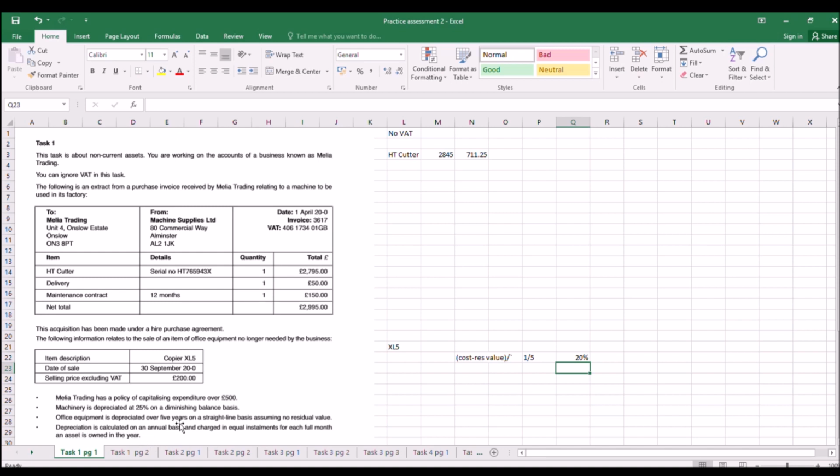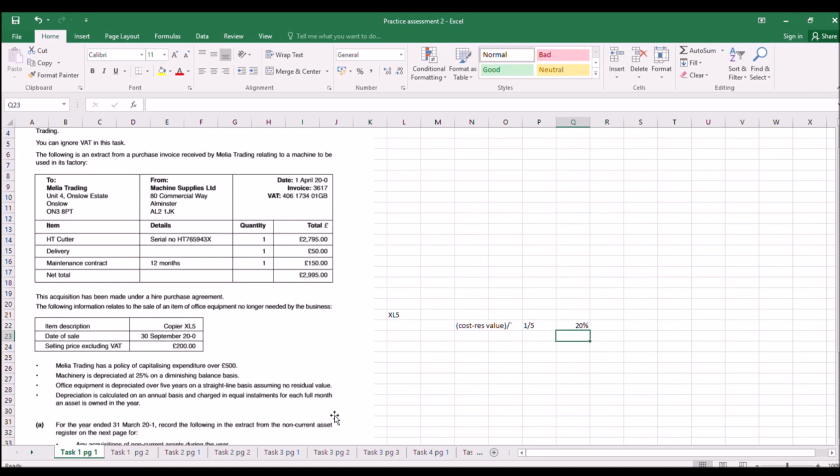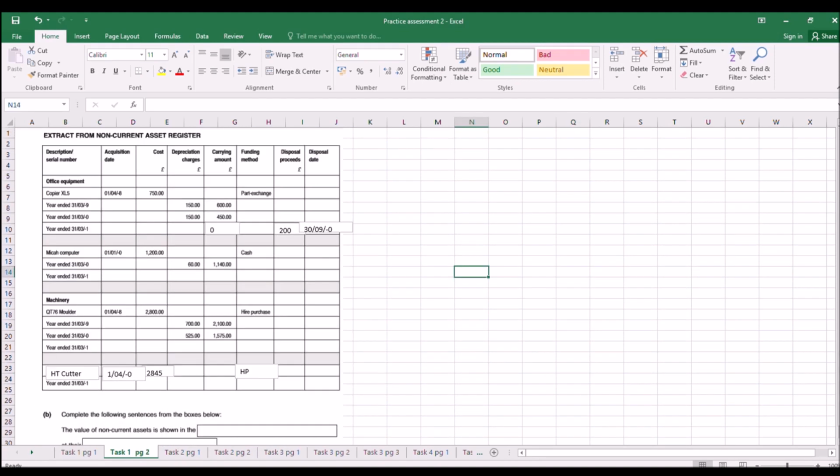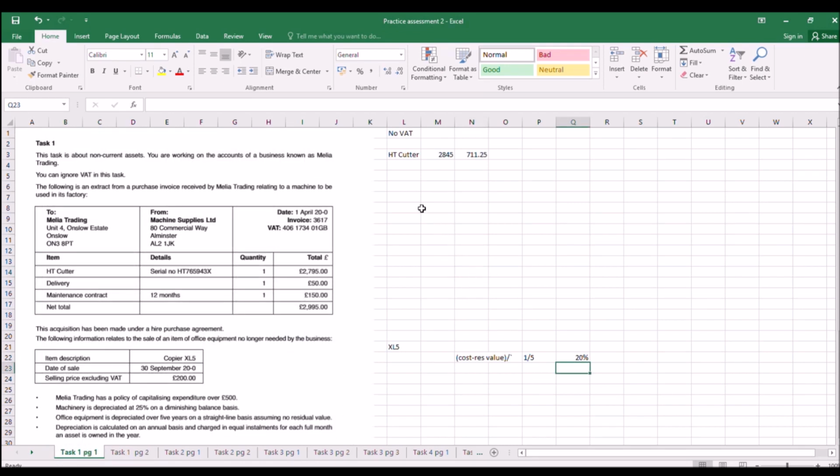Depreciation is calculated on an annual basis. Okay. Charging equal installments for each full month that the asset is owned in the year. Oh, right, so that's nice. Instead of going straight to the 0, actually we will have some depreciation in this here. So we now need to create our timelines. So we're going to create a timeline.